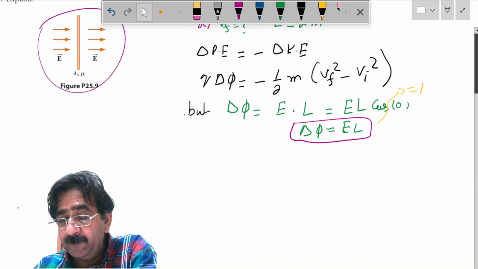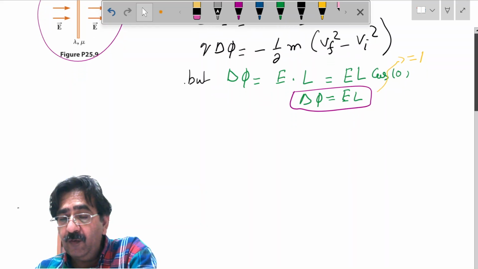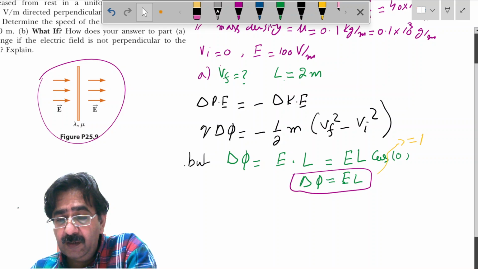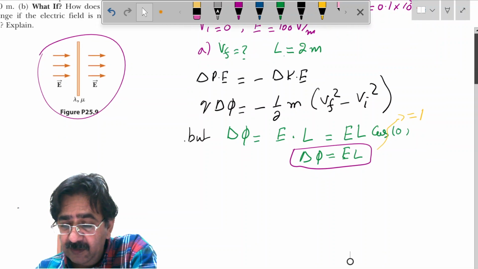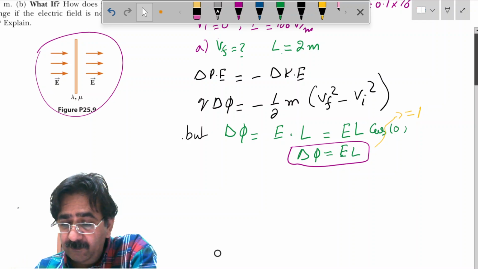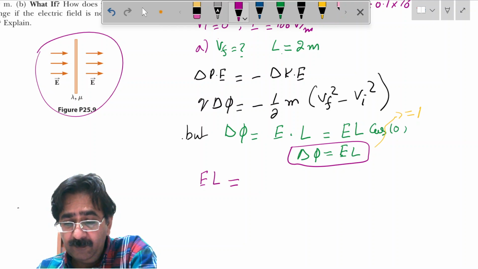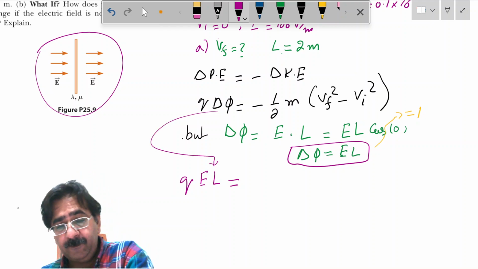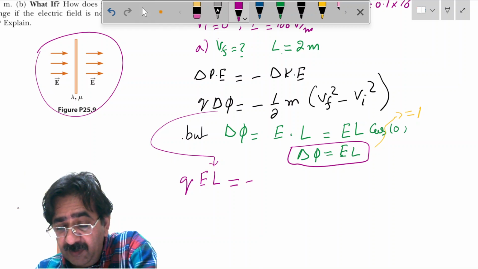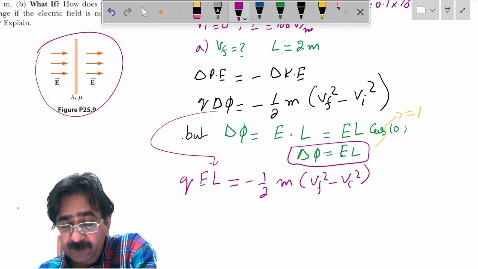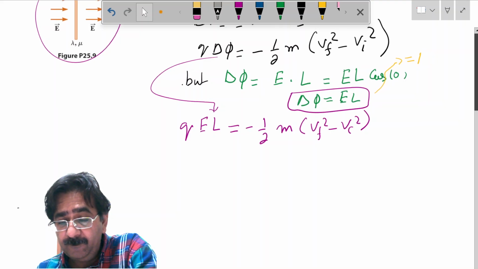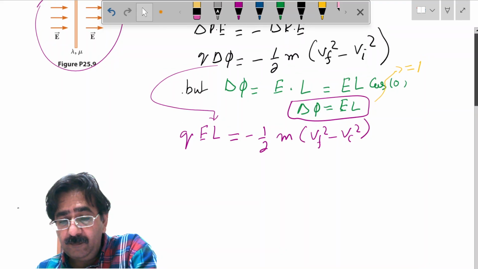Now the problem is how we may solve it. Okay, so what will become of it? EL will be equal to QEL, because of this, minus 1 by 2 m times Vf square minus Vi square. Okay, this becomes this.